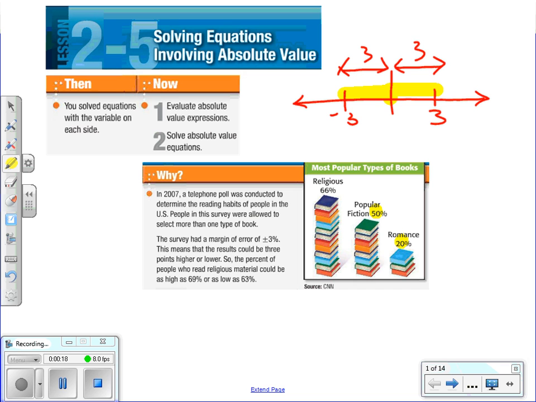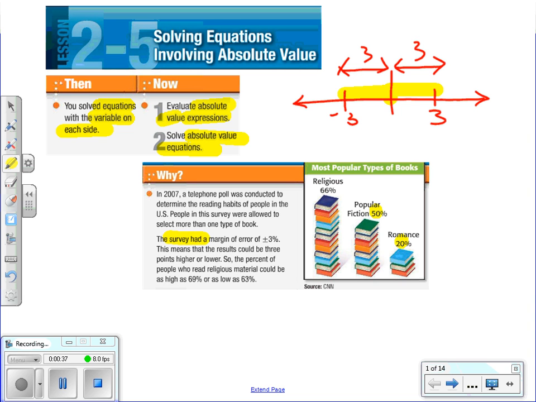All right, last section we did variables on each side of our equation. Now we're going to use absolute value with equations. We're also going to use expressions with absolute value. You will use it in problems that look like this that have a margin of error.